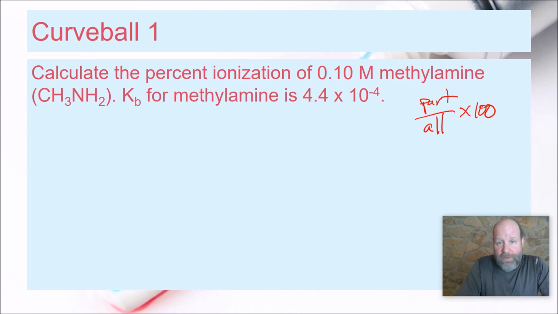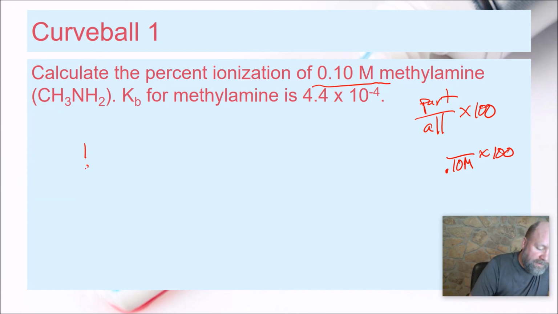So how much hydroxide am I going to make per amount of stuff that I have in total? Looks like my total here is going to be 0.10 molar. That's my all. And then I'm going to need to find whatever the part is that's ionized. And of course, the way we do that is with an ice table. So let's make a quick ice table.